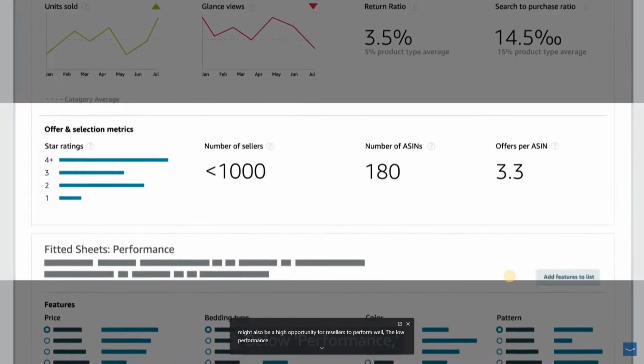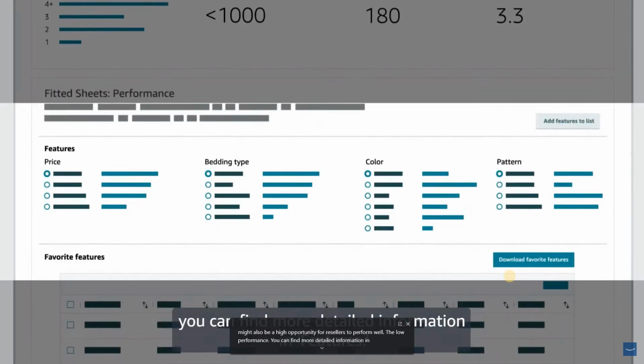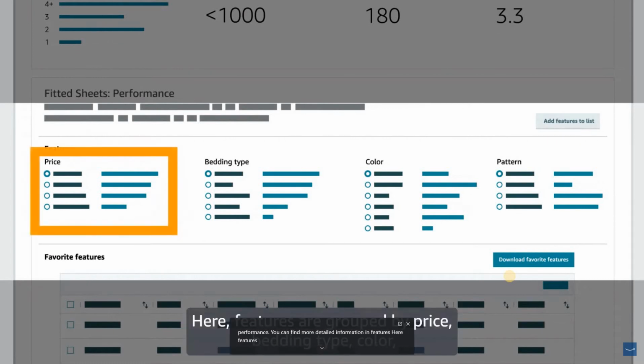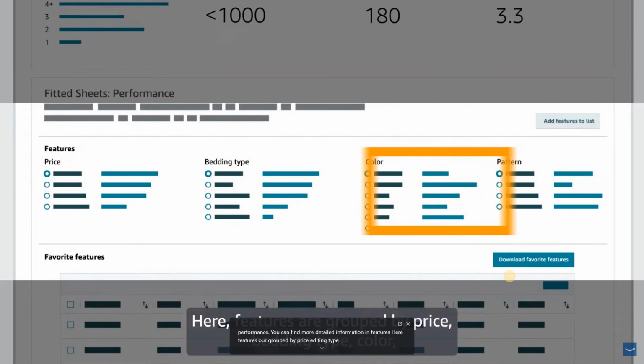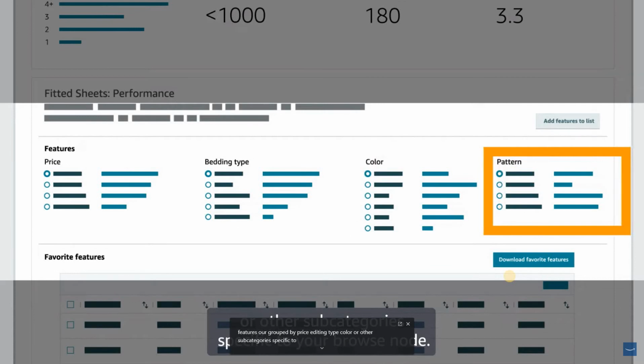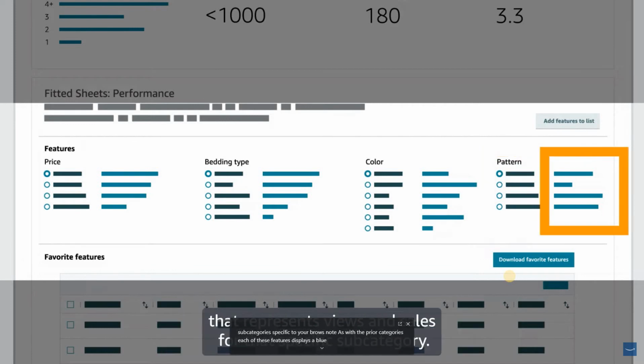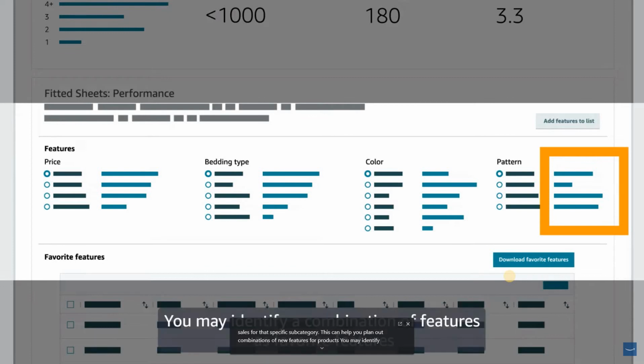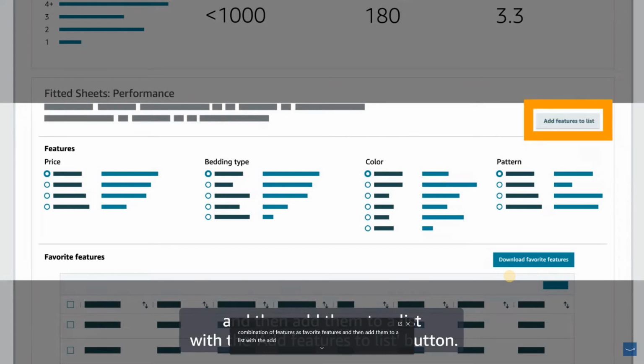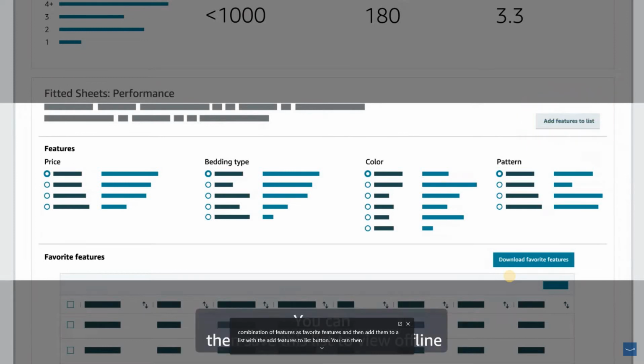Below performance, you can find more detailed information in features. Here, features are grouped by price, bedding type, color, or other subcategories specific to your browse node. As with the prior categories, each of these features displays a blue bar that represents views and sales for that specific subcategory. This can help you plan out combinations of new features for products. You may identify a combination of features as favorite features and then add them to a list with the Add Features to List button. You can then save this list to view offline by selecting Download Favorite Features.